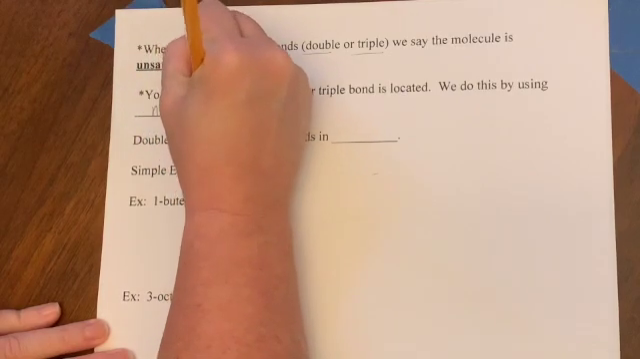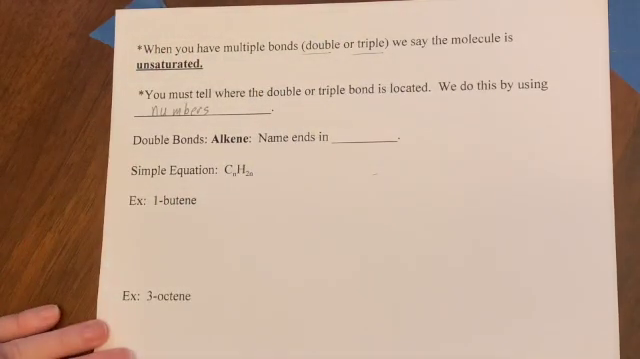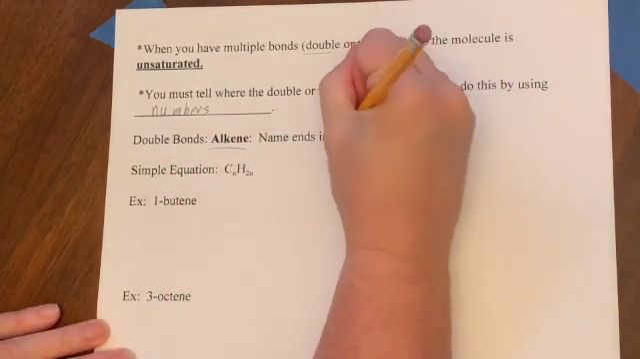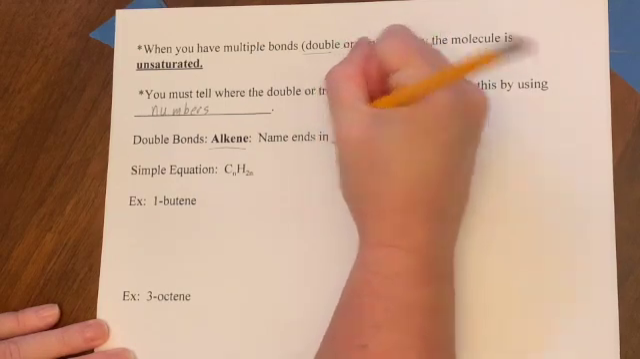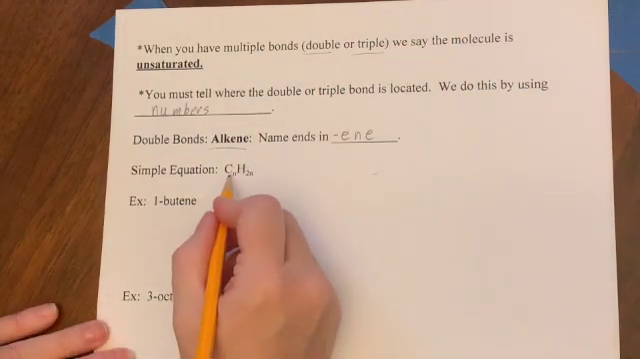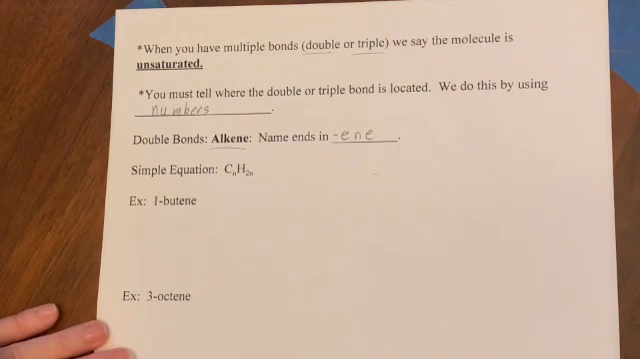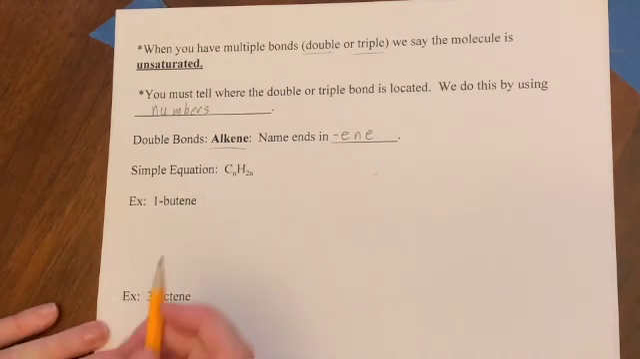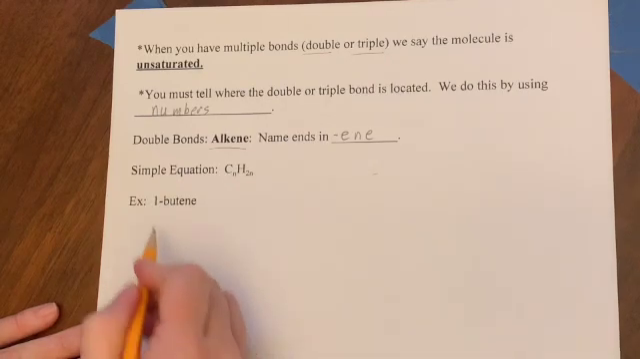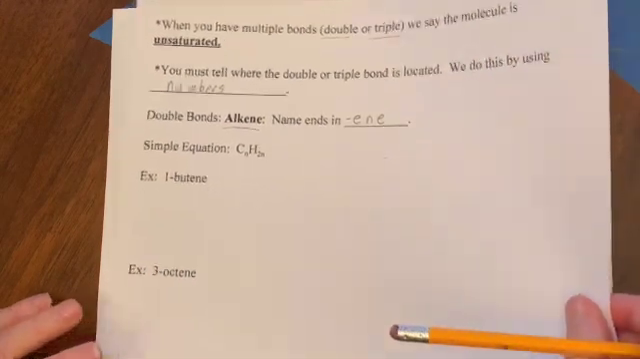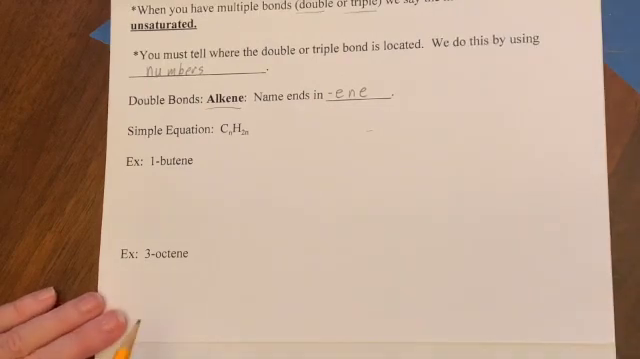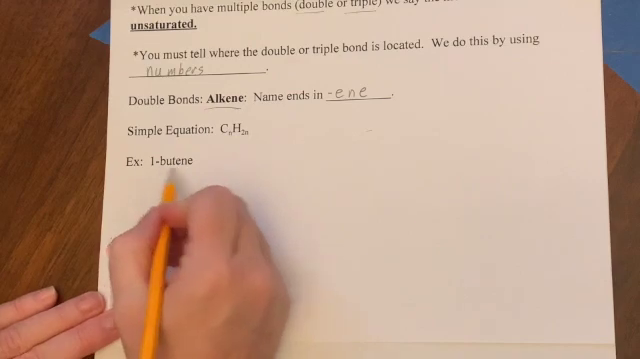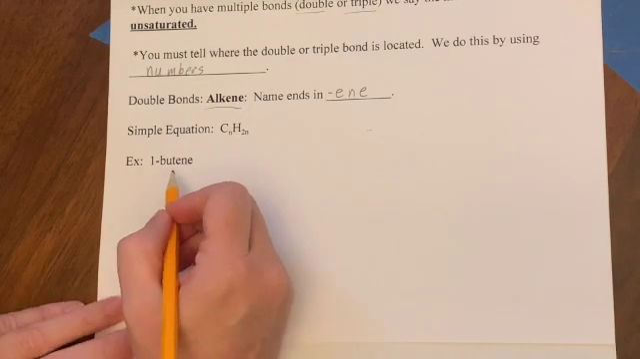So let's see what this is going to look like. If you're dealing with a double bond, it means you have an alkene, and the name is going to end in ENE. The equation for an alkene is simply CnH2n. And again, when you see these numbers in the names, that's telling you where the double bond is. How do you know it's a double bond? It ends in ENE. So let's start with 1-butene.